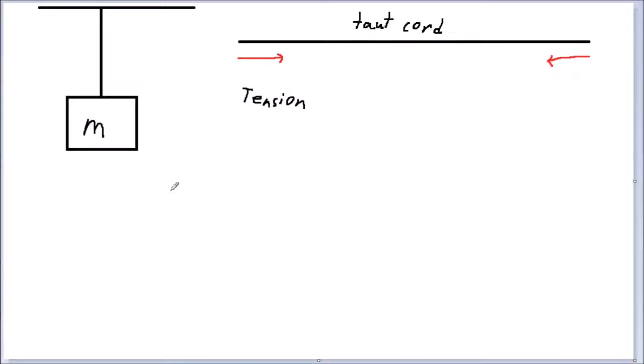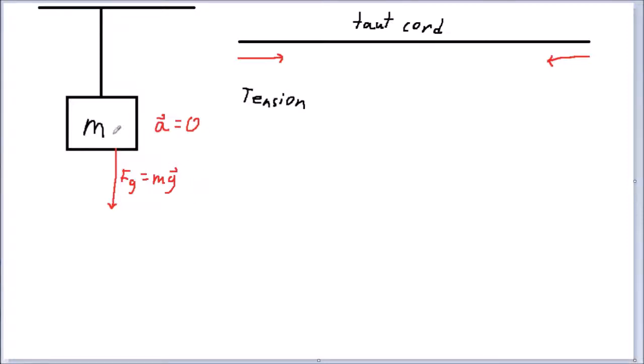Consider this example right here of a block hanging off the ceiling from a taut cord. We know from experience, first of all, that the acceleration of this block should be 0. If we hang a block off a string on the ceiling and the string is stretched tight, as long as the string doesn't break, this block should not be moving, so its velocity is a constant 0. So the acceleration of this block is 0. We also know there's a downward force acting on this block caused by gravity, equal to F sub g equals mg.